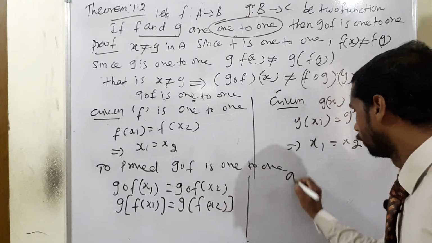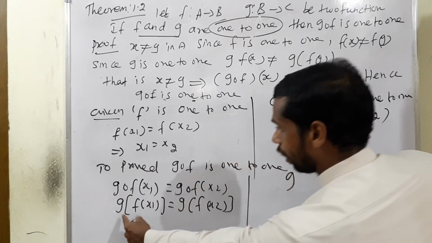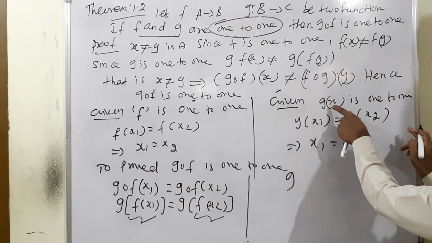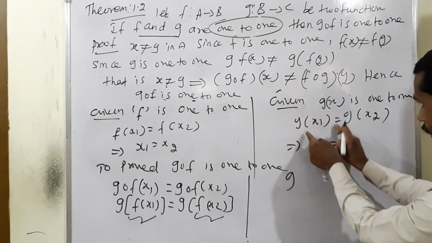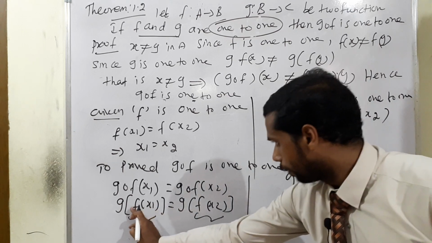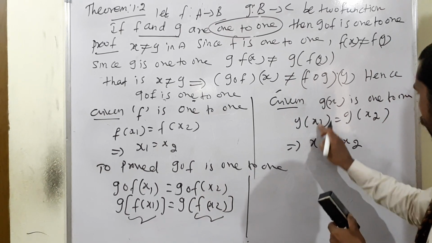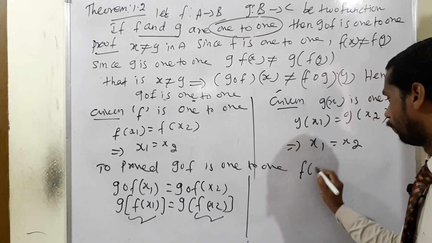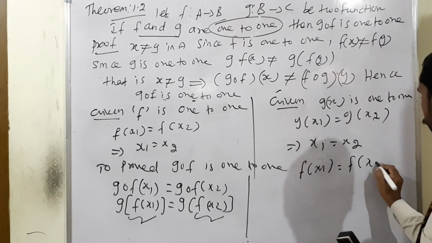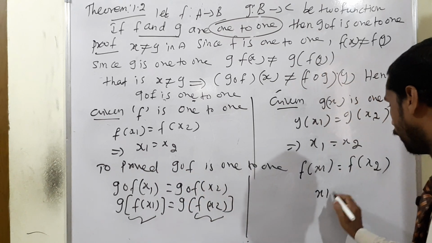Therefore, g of f of x1 is equal to, already we know the condition, listen very carefully, this is the bracket of the term. We already know g of x is 1 to 1 means g of x1 is equal to g of x2, which means the bracket of the term is equal. Here the bracket of the term f of x1 is equal to f of x2. Therefore, we can write now the bracket of the term will be equal. Therefore, f of x1 is equal to f of x2, which implies x1 is equal to x2.